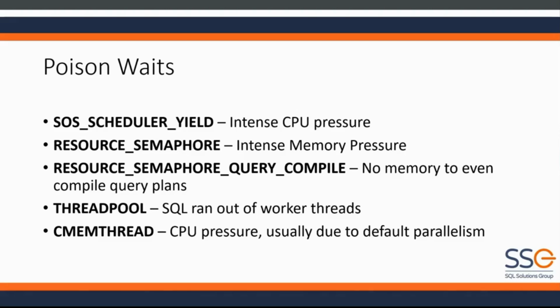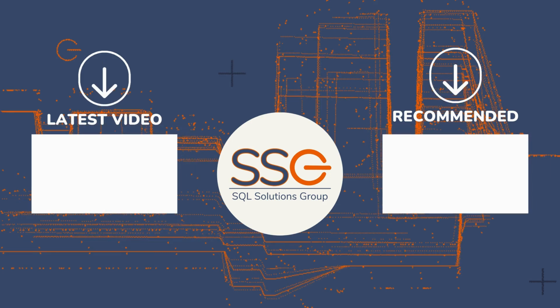The last one we'll talk about here is CMEM thread. This again is another CPU pressure. We see this mostly when default parallelism is used. So every query is going parallel, every query is trying to use multiple threads, and it's one of those sort of contentions. If you spend any time looking at wait stats, you will learn which ones in your environment are most common, which ones are problematic, and then we can use that information to make our SQL Server more reliable and make it perform better.